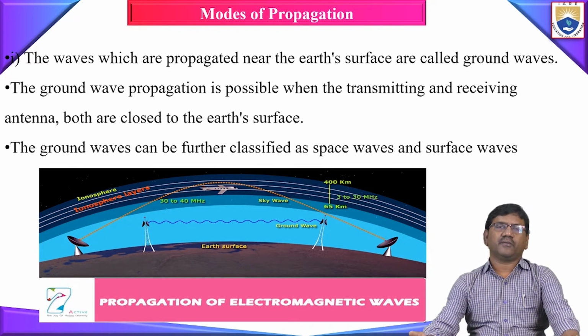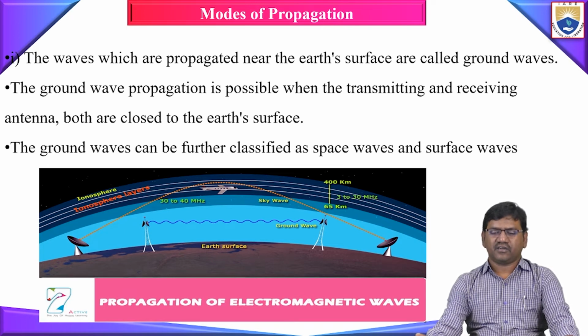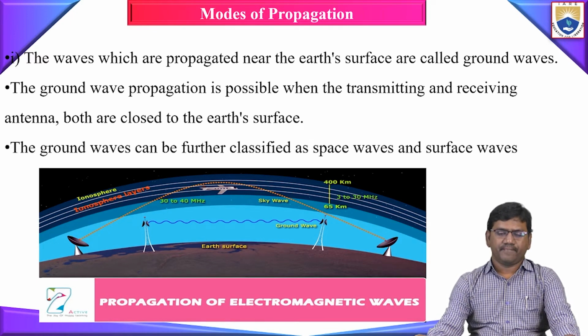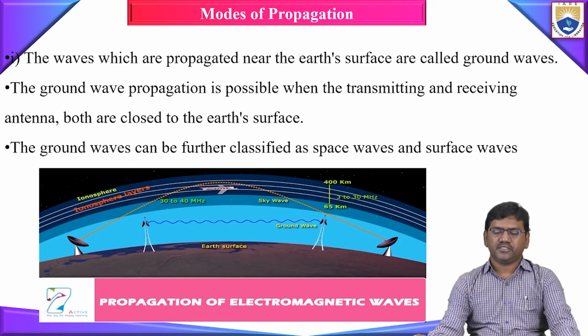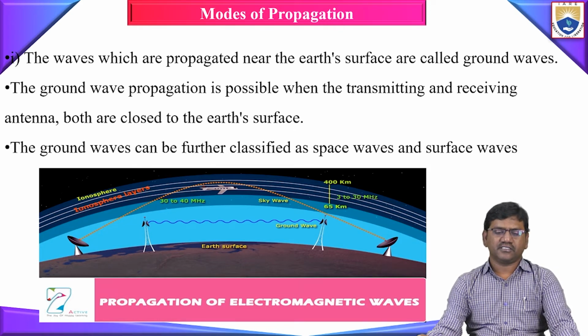So the waves which are propagated near the surface of the earth are known as ground waves. The ground wave propagation is possible when the transmitting and receiving antennas both are close to the earth's surface.